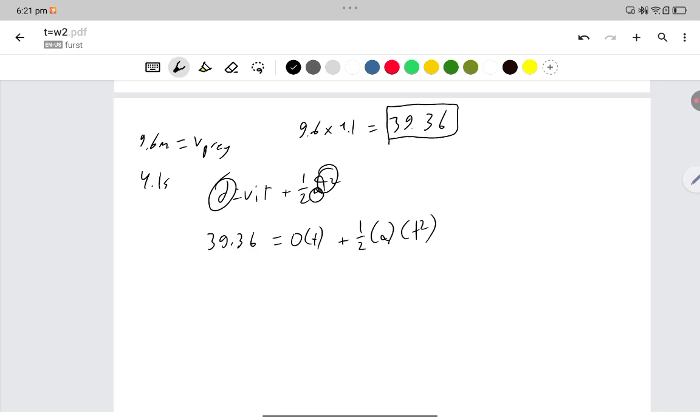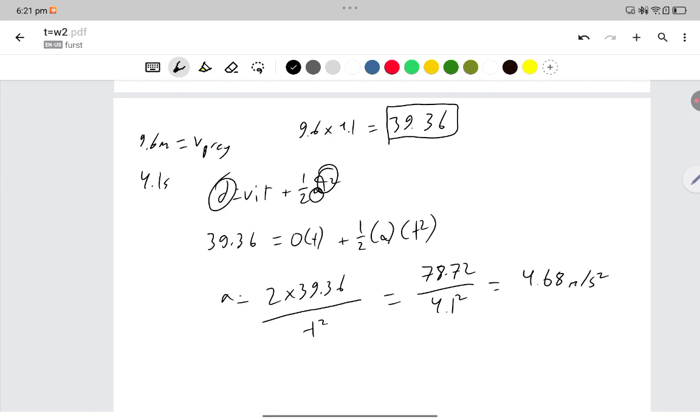So what does t equal to? What does a equal to? A equals 2 times 39.36 divided by t squared. So 2 times 39.36 equals 78.72 over t squared. What was t? 4.1, so 4.1 squared and that equals 4.68 meters per second squared. That's acceleration. And that's the answer. Easy as that.